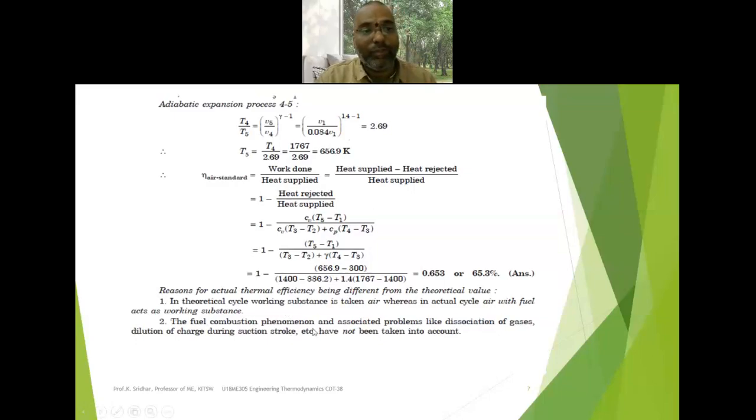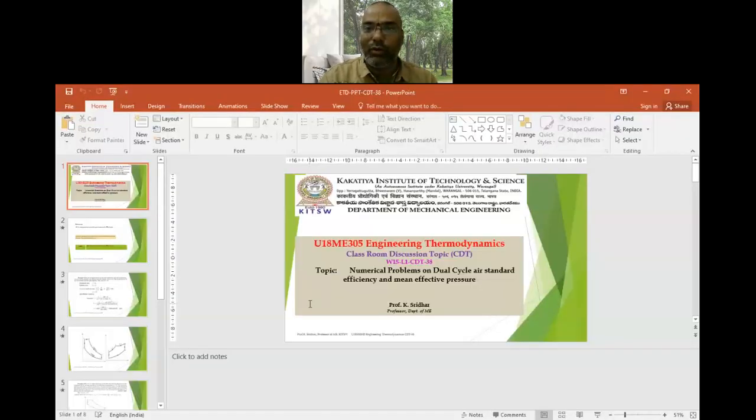The second reason I have mentioned is that fuel combustion phenomena and associated problems like dissociation of the gases and dilution of the charge during the suction stroke, etc., have not been taken into account when you are dealing with ideal gas behavior. Due to this there is a deviation from the ideal cycle efficiency to the actual cycle efficiency for any type of cycle, not only the dual cycle; it is valid for the Otto cycle and diesel cycle also.